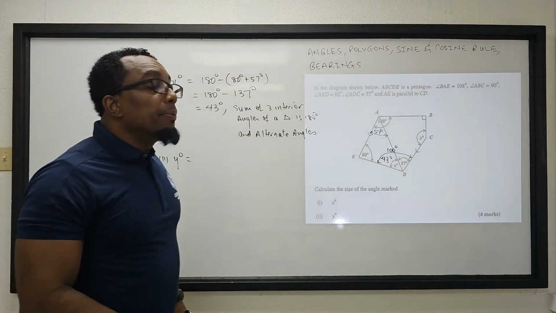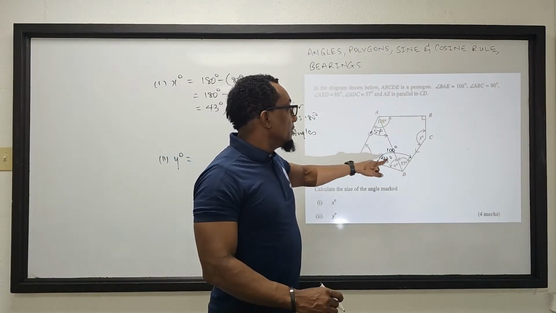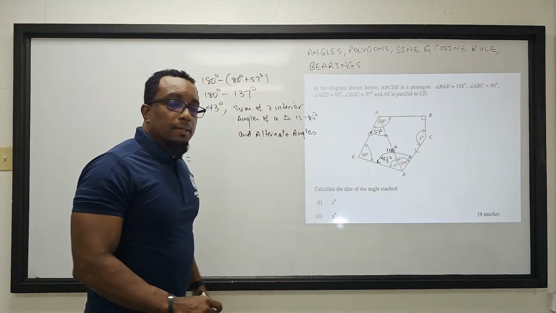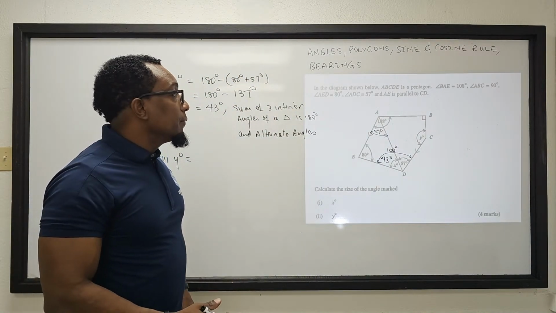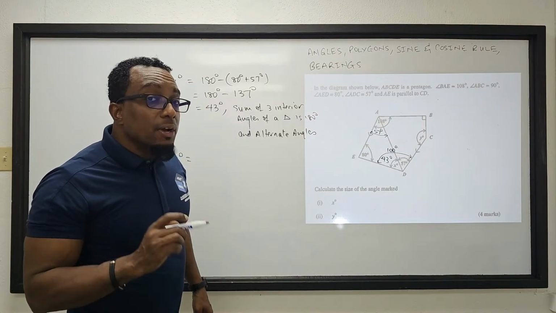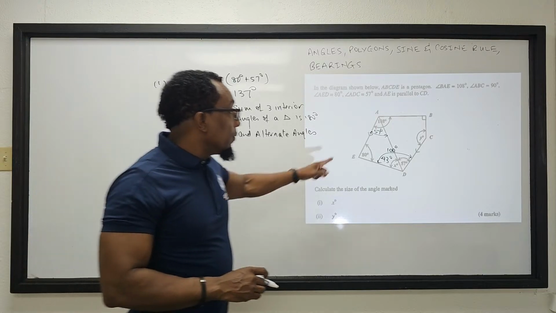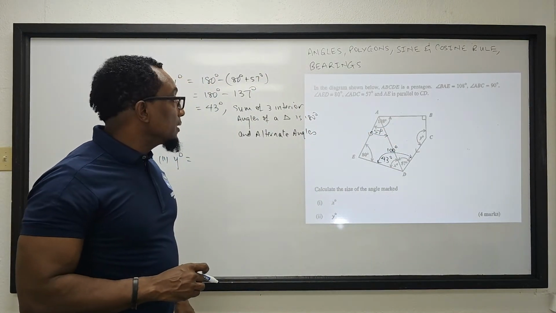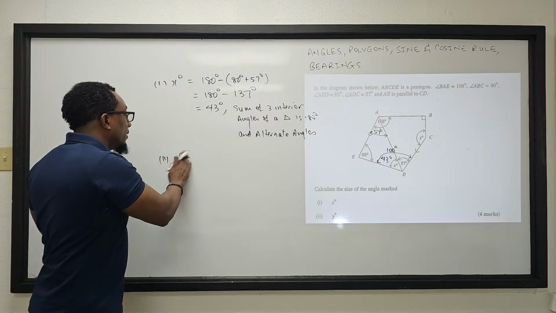Now, that's a polygon, and you want to find Y. So the sum of all interior angles of a polygon, right? We have to know. And once we find the sum of interior angles of this polygon, which is a pentagon, a 5-sided figure, then I can find Y, right? Because all these angles must add to give me that sum of interior angles. So let's find the sum of interior angles of a pentagon first.